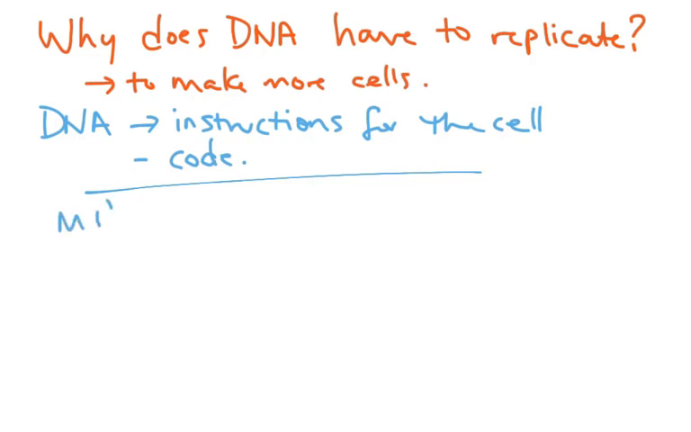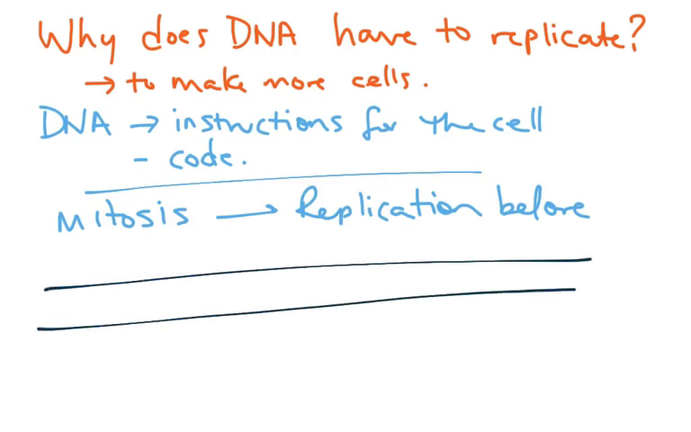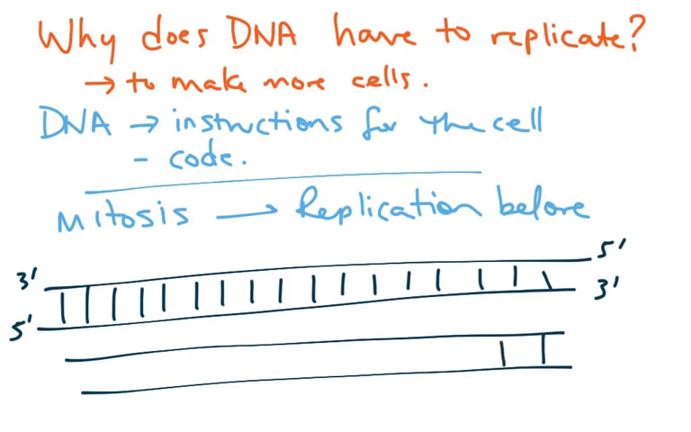So if you want mitosis to happen, you need replication beforehand. So if we have a strand of DNA, we need to take this strand of DNA and make a copy of it so that you will end up getting a second copy that is identical.